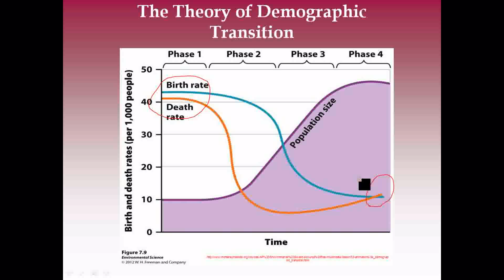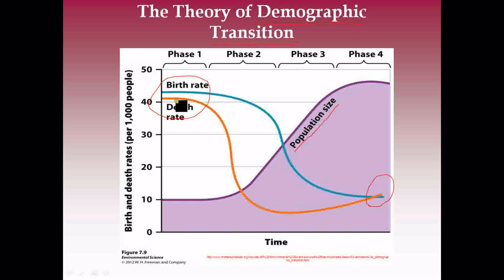So I want to go through each phase with you to help you understand this graphic. There are 3 rates being shown to you. Well, 2 rates, and one is the actual population size. So there are 3 pieces of data on this graph. And this is the same graph that you'll see on any test that you might be given. It's called the theory of demographic transition. So let's see how these transitions happen.